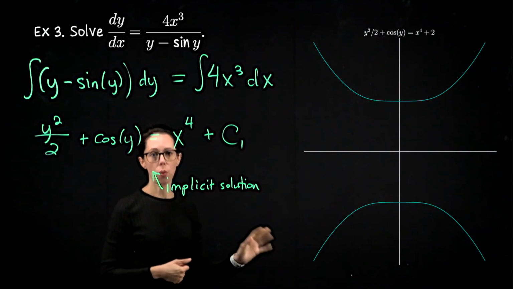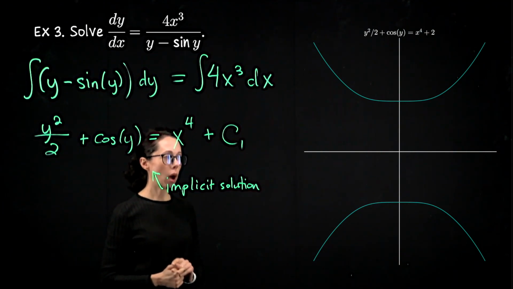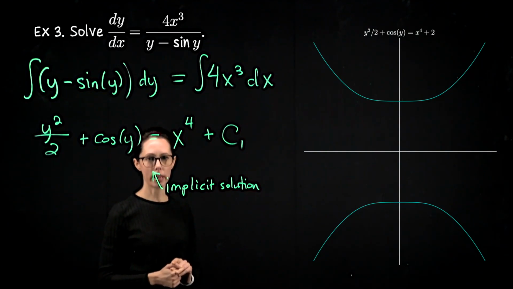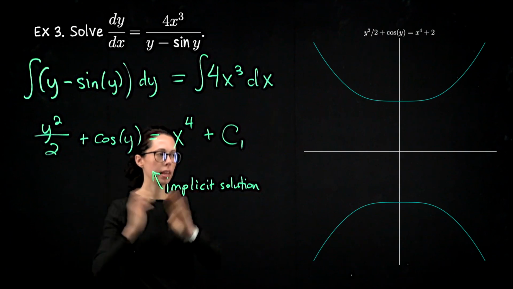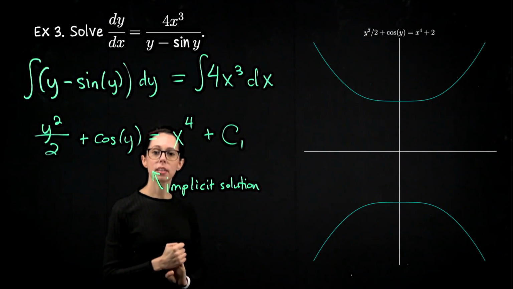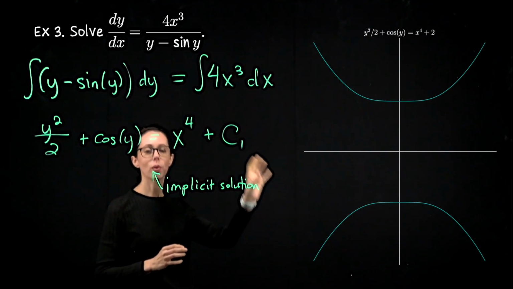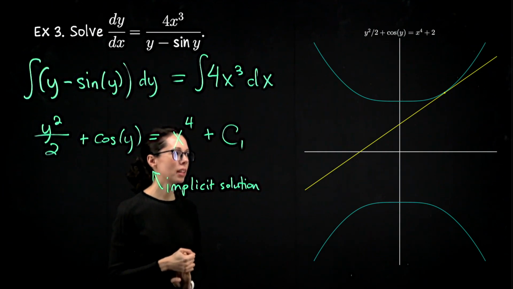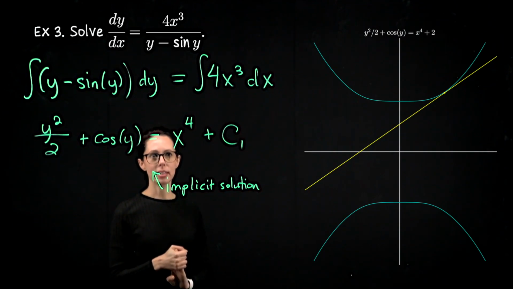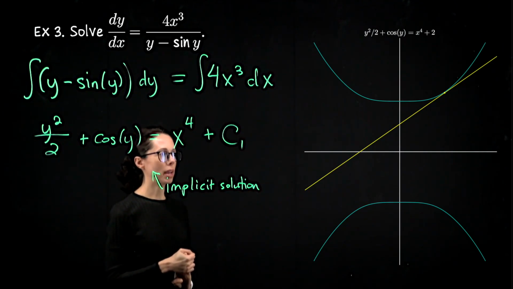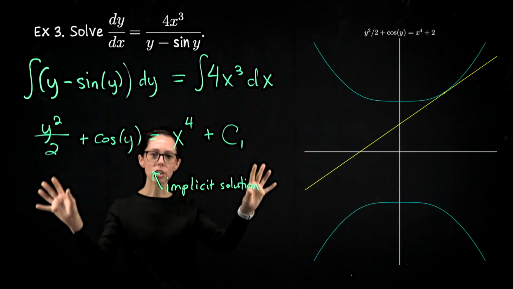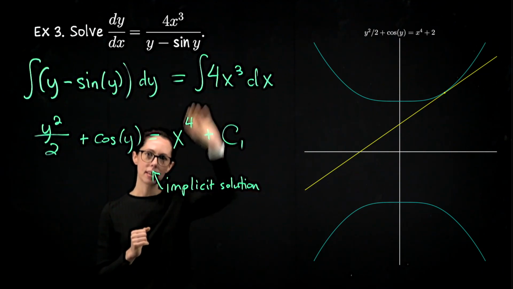Now, this is not even a function. y is not a function of x, and x is not a function of y. However, what we can say is that if you were to pick any point on the graph of this equation, and use, say, implicit differentiation to find the slope of the line tangent to the graph at that point, then the slope satisfies that dy/dx equals 4x cubed divided by y minus sine of y. So this is a relationship between x and y that makes this differential equation true.